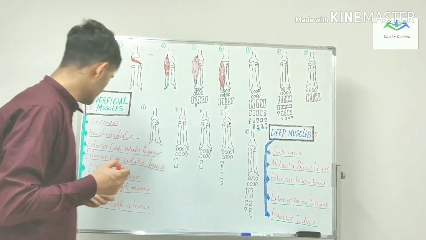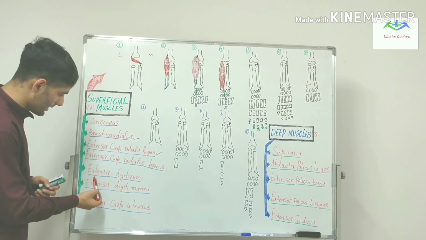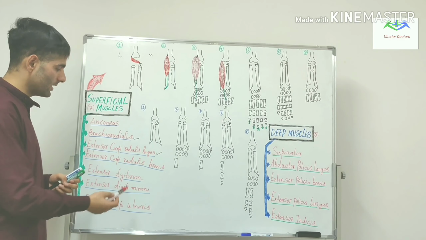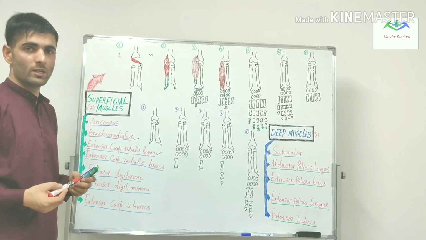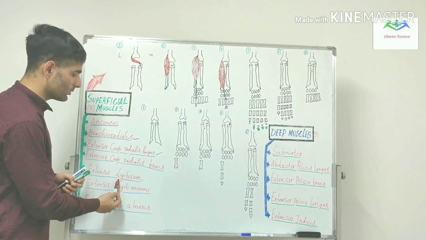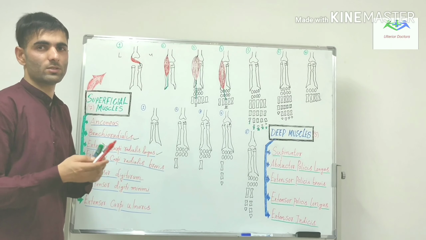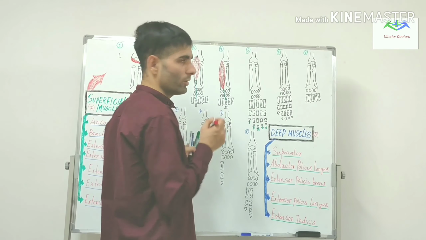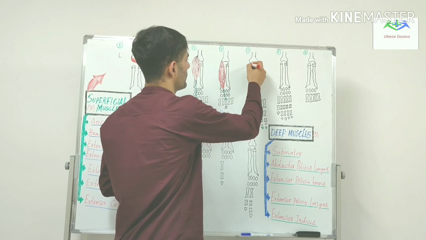The another muscle is extensor digitorum. Why extensor? It helps in the extension. And why digitorum? Digitorum means this muscle goes to digits, means this muscle goes to fingers. Let's see this muscle. It originates from the lateral epicondyle of humerus.